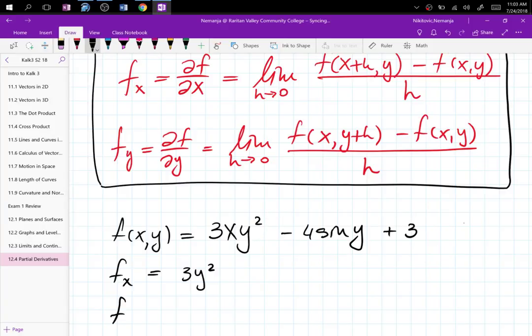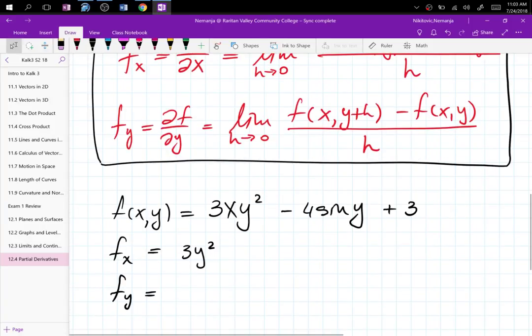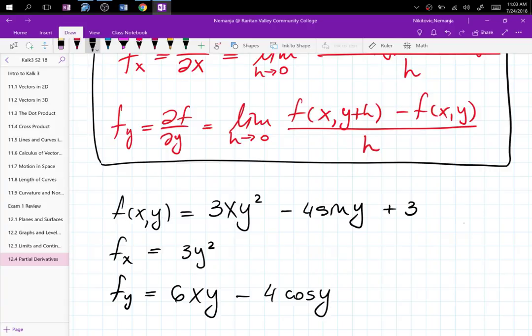Now fy, for the same problem, fy is going to consider the first two terms because they have y, and the last term is going to be gone because it's just constant. So now if I'm taking the derivative in respect to y, the derivative of y squared is 2y, so this is 6xy, very good, minus, and now derivative of sine is cosine, so we have 4 cosine y, and then it's still plus 0 for that 3.